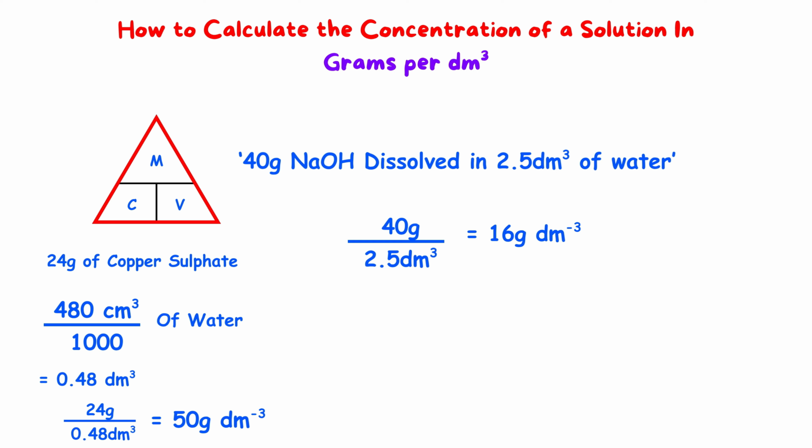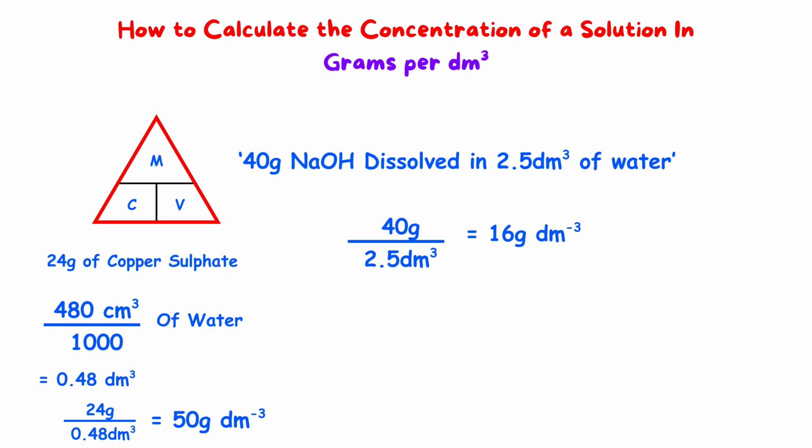Suppose we have 40 grams of sodium hydroxide dissolved in 2.5 decimeters cubed of water. To find the concentration, we use the formula mass divided by volume, which gives 40 divided by 2.5, resulting in 16 grams per decimeter cubed. Rather than writing the full phrase per decimeter cubed each time, we use the scientific notation dm raised to the power of -3, which is a standard way of expressing per in scientific units.